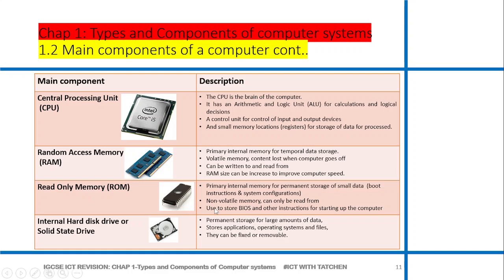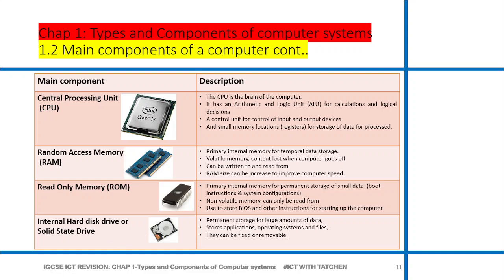You can read from it and you can write to it. Finally, the ROM stores the boot instructions of the computer, which is why they don't want you to write to the ROM, because if that information is altered, your computer won't be able to boot. So the ROM stores BIOS, that's basic input output system. It stores boot instructions, the BIOS and starting up instructions of the computer and other instructions which are very important.